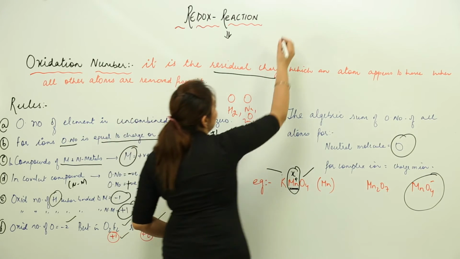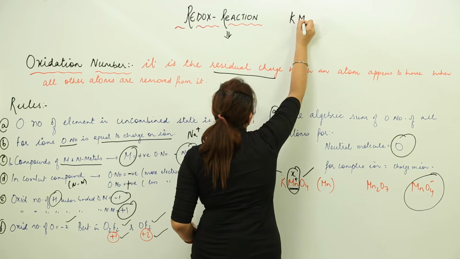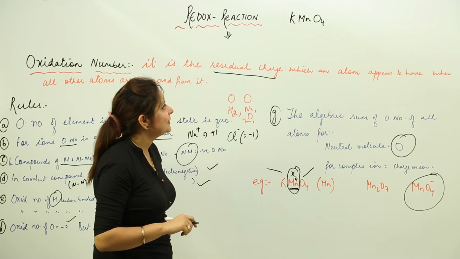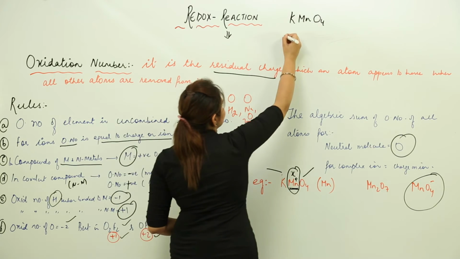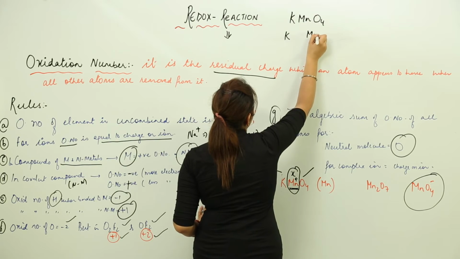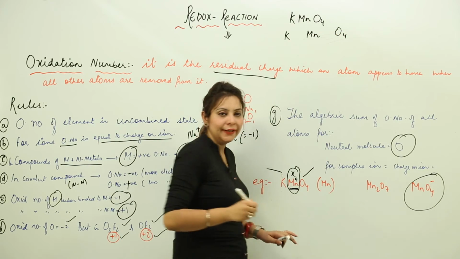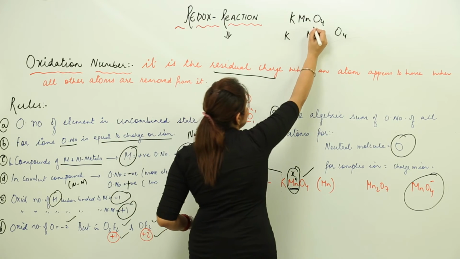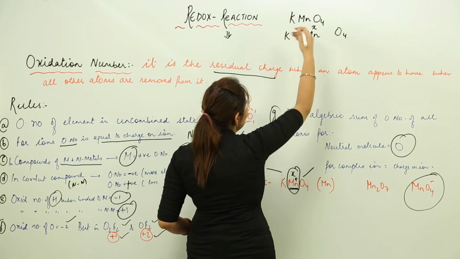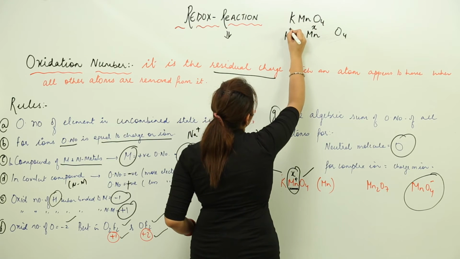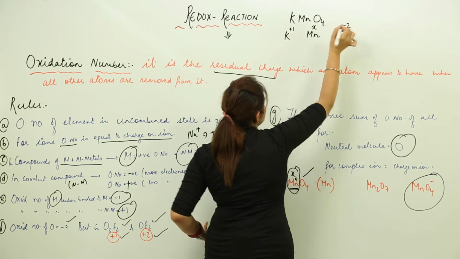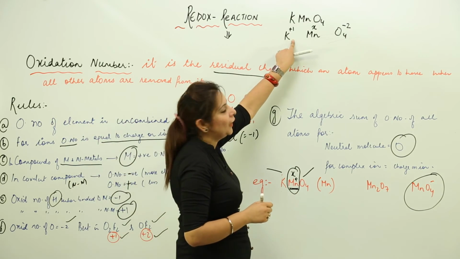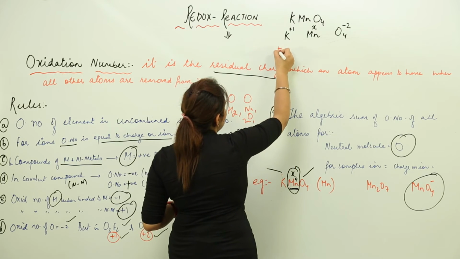If I need to find the oxidation number for manganese in potassium permanganate, how am I going to do that? First thing is to just separate the atoms: K, Mn and O4. We need to find the oxidation number for Mn. So let us assume it as x, and write the oxidation numbers for the other ones: +1, and we know oxygen is -2. Here we have only one K atom, so we are going to take only +1.